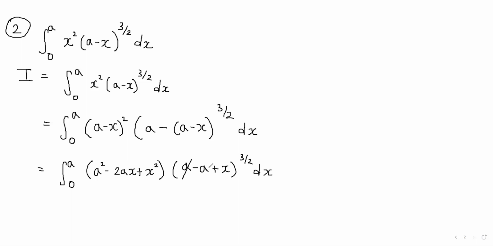We can cancel this plus a minus a. And the next step is the integral from 0 to a of (a square minus 2ax plus x square) multiplied by x, as a and a got cancelled. So it is multiplied by x raised to, the index we already have, that is 3 upon 2, x raised to 3 upon 2 dx.